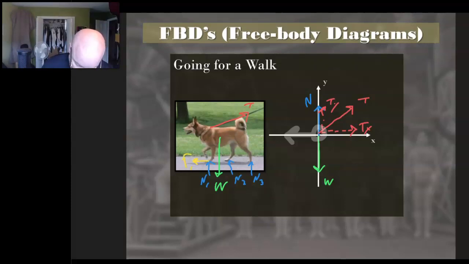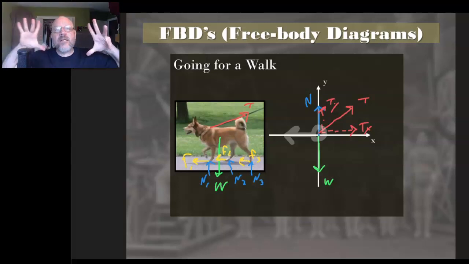So that would be an F1. A little bit here, we call that an F2. And a little bit here, F3. Okay? So those are pushing forward. Now, here's where it's a little bit tricky.